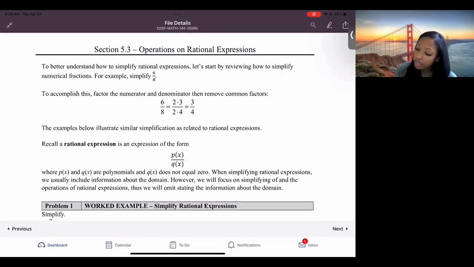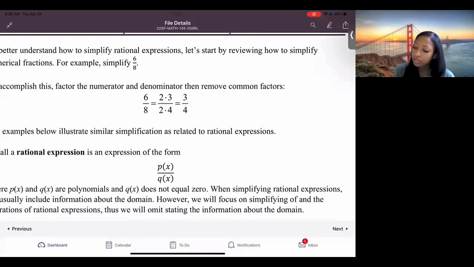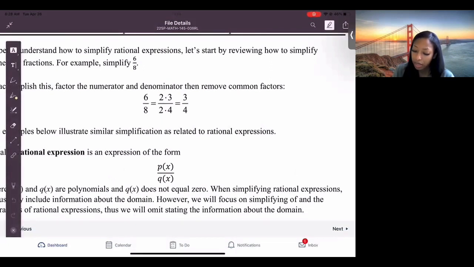term. So for instance, 6/8, that's 6 is 2 times 3, 8 is 2 times 4. Both the numerator and denominator have a 2. So we can cancel out that 2. And this just simplifies to 3/4.